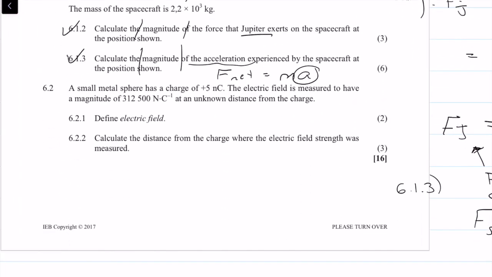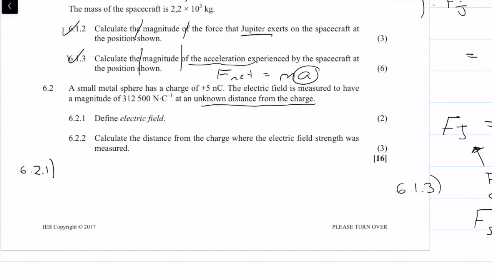A small metal sphere has a charge of positive 5 nanocoulombs. The electric field is measured to have a magnitude of 312,500 newtons per coulomb at an unknown distance from the charge. Okay, so we're starting off with the definition. 6.2.1 is a definition. It's a short one.